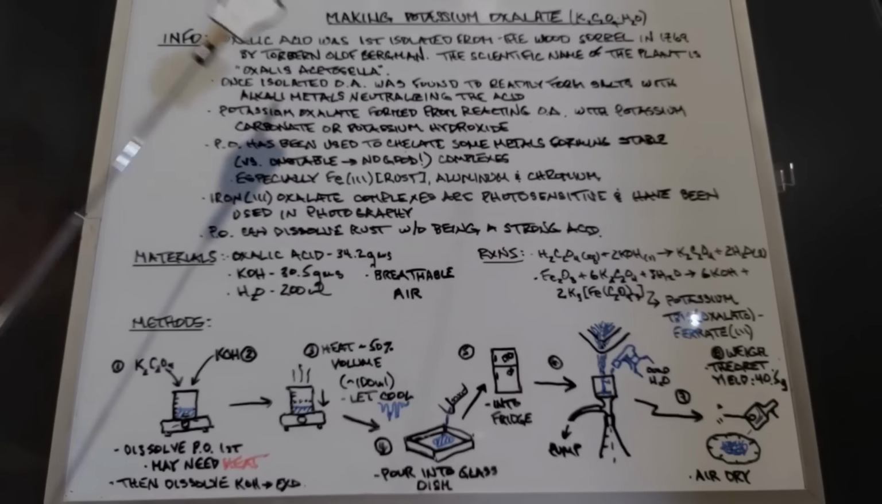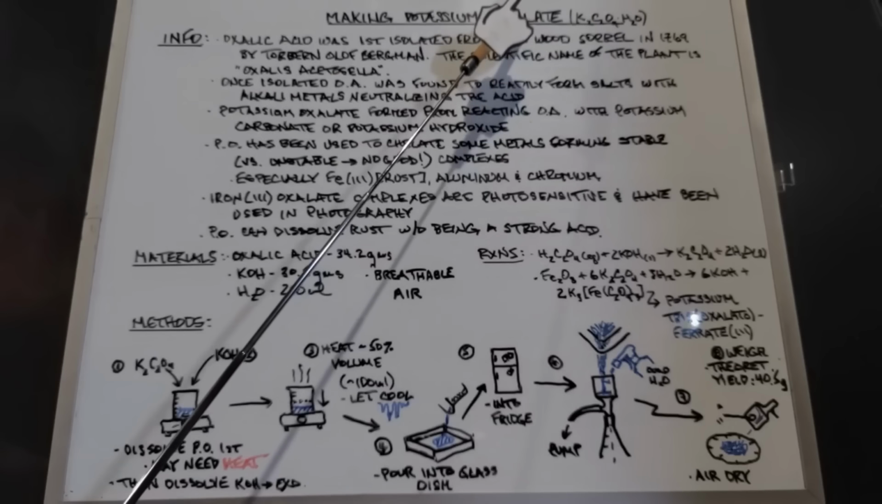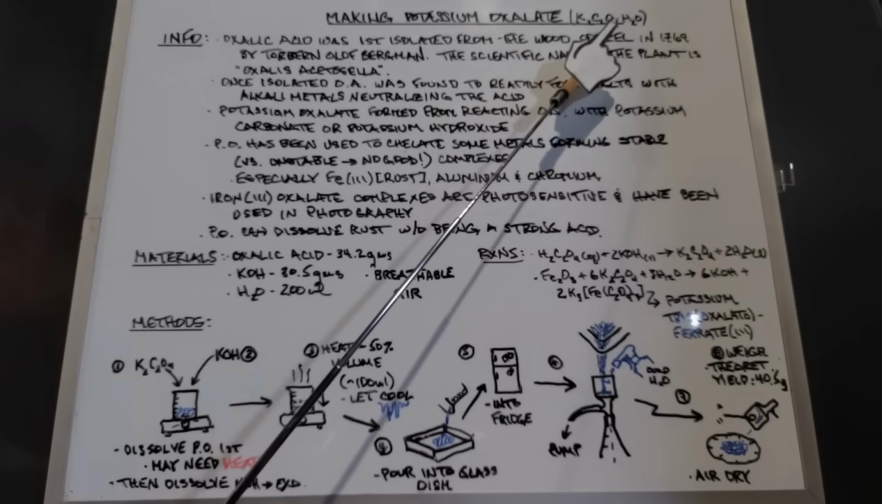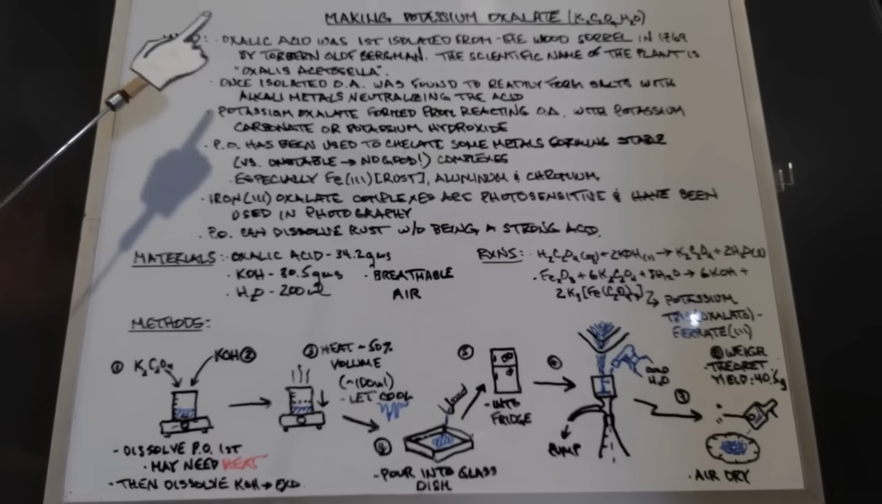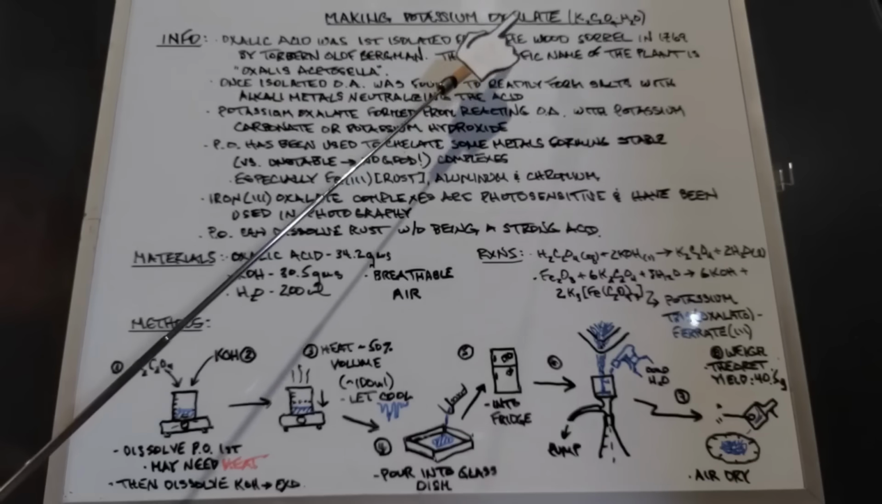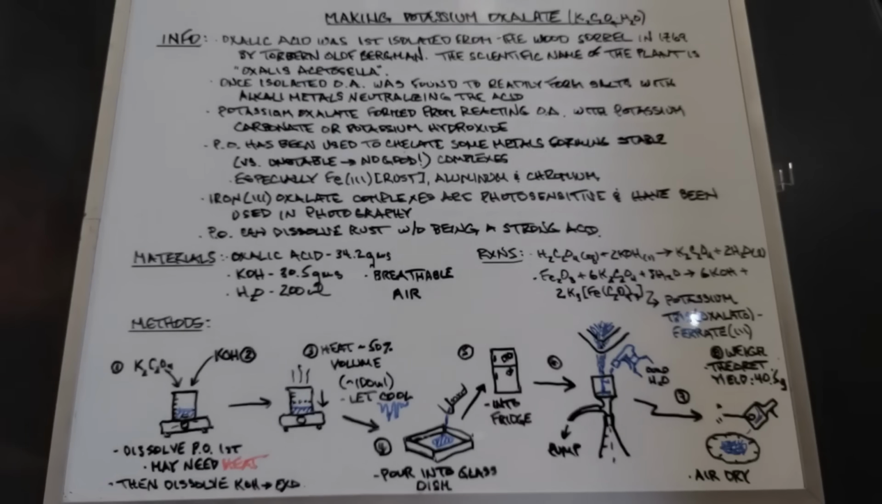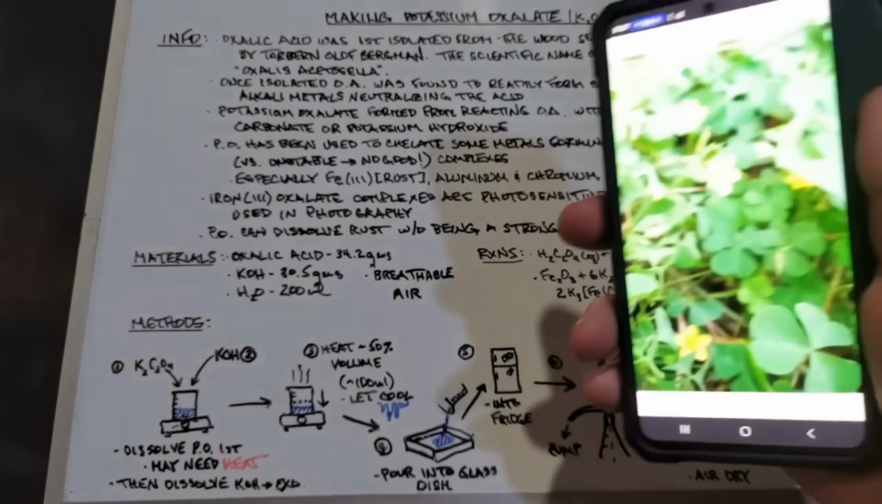Sitting around thinking of how to make some potassium oxalate monohydrate, K2C2O4·H2O. Some quick info: oxalic acid was first isolated from the wood sorrel in 1769. In case you don't know, this is how the plant looks. All parts of the plant are edible: the leaves, the flowers, the roots, and the stems.